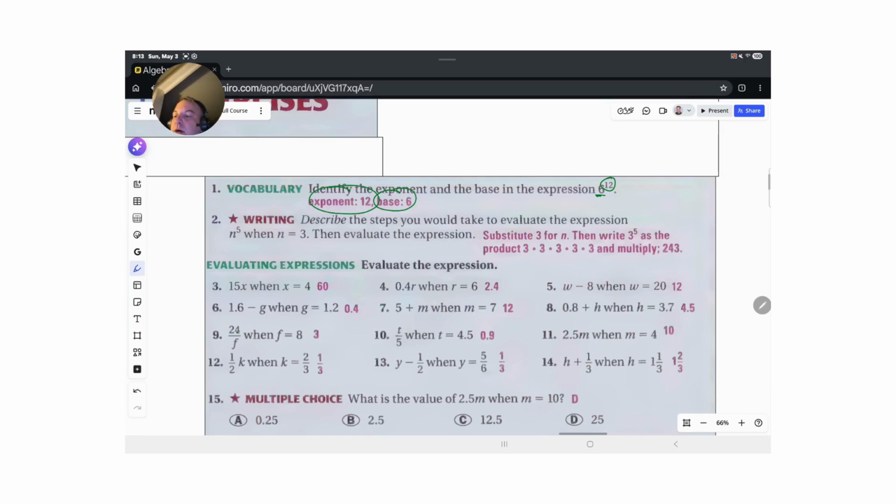We say this 6 to the 12th power, which means 6 times 6 times 6 times 6 times 6 times 6, 12 times.